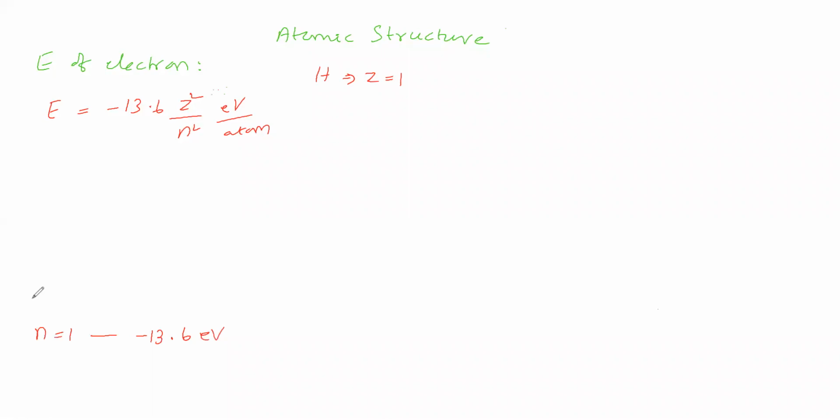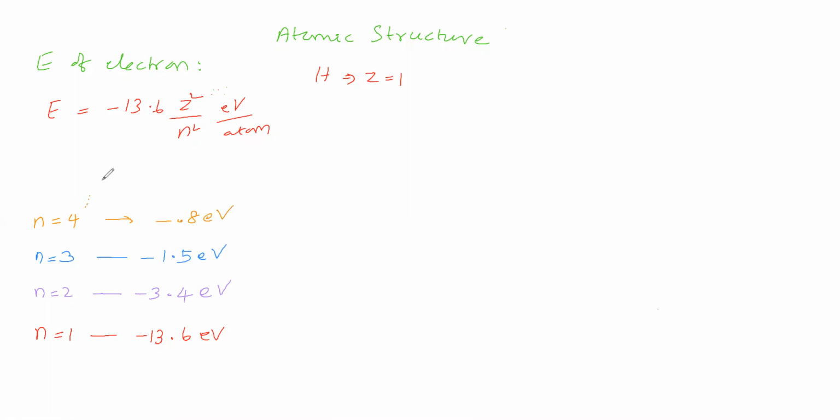Next we will substitute N is equal to 2. We will get energy of electron in second level, minus 3.4 electron volt. Then N is equal to 3 we will substitute. We are getting energy of electron minus 1.5 electron volt. Then we substitute N is equal to 4. We will get energy of electron minus 0.8 electron volt.